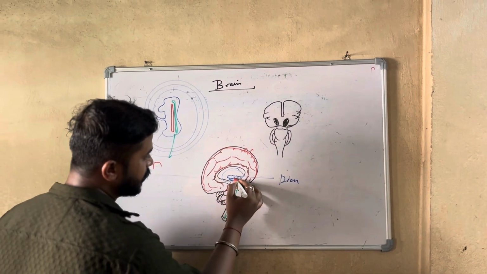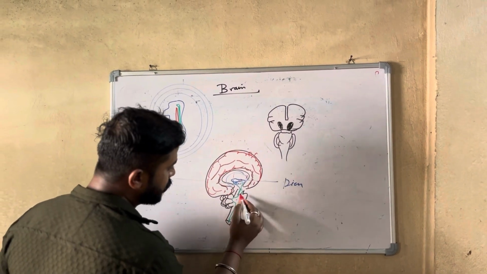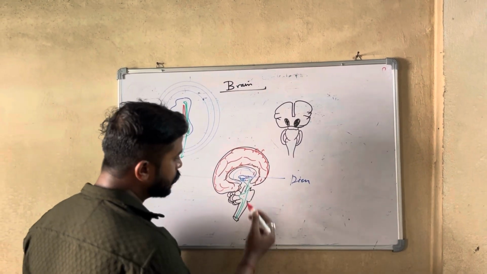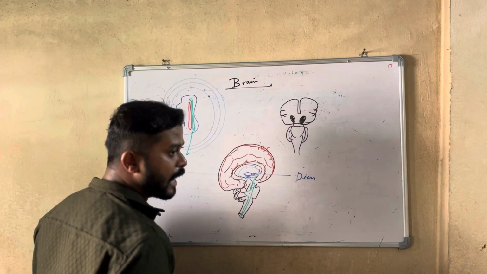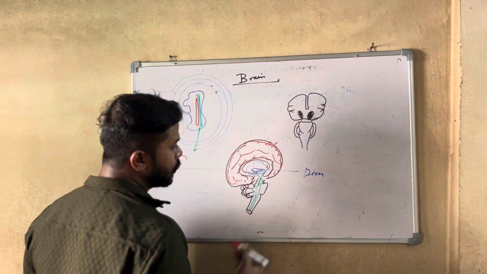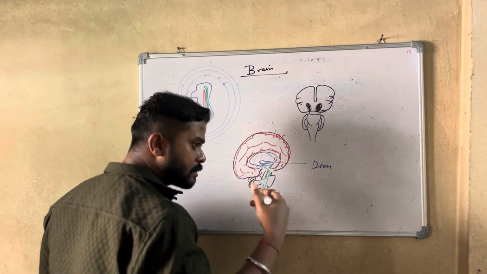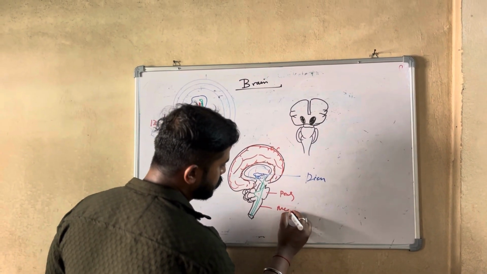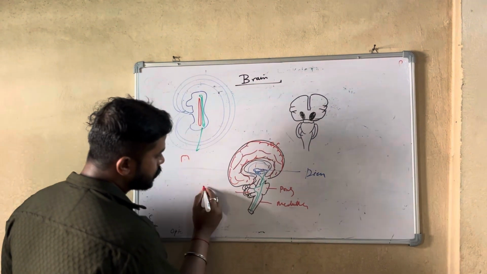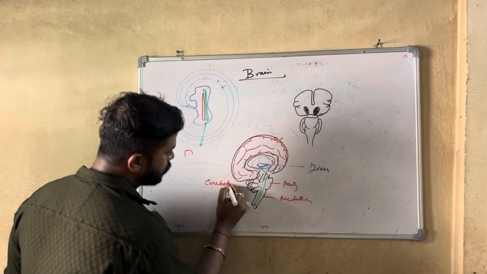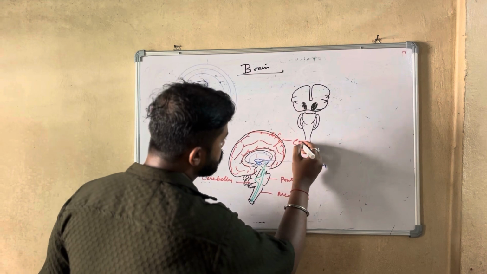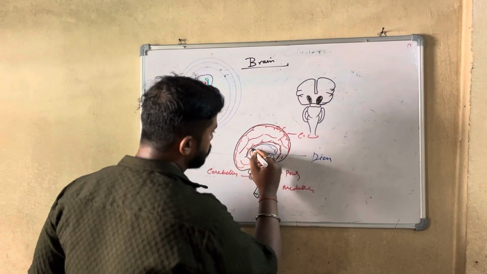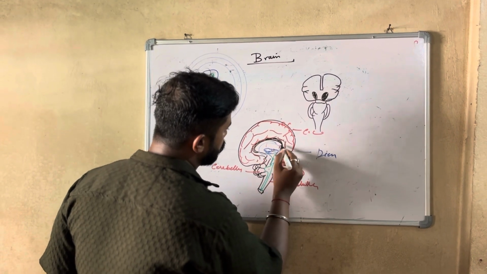It is the third ventricle, and the first and second ventricles are present here. The first and second ventricles connect with the third ventricle through the foramen of Monro, and the third and fourth ventricles connect through the aqueduct of Sylvius or cerebral aqueduct. Okay, I will discuss this later in more detail. It is pons, it is medulla, it is cerebellum, it is cerebral cortex, and this part is corpus callosum.